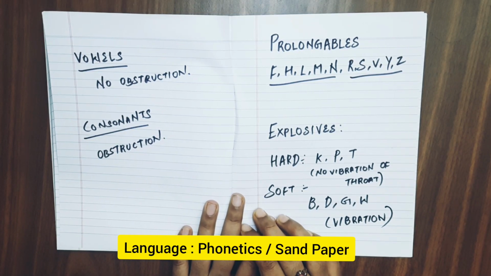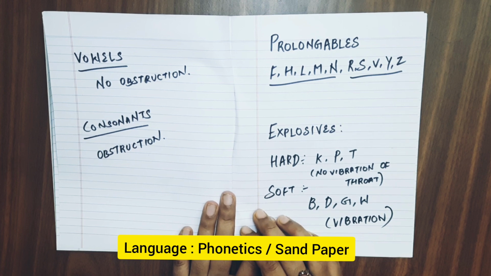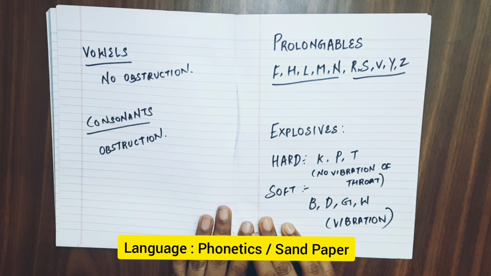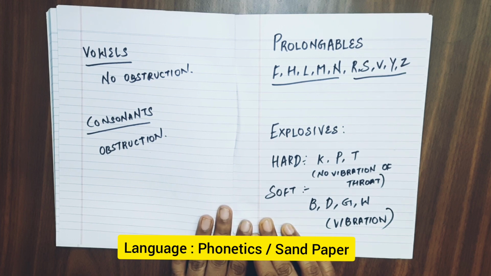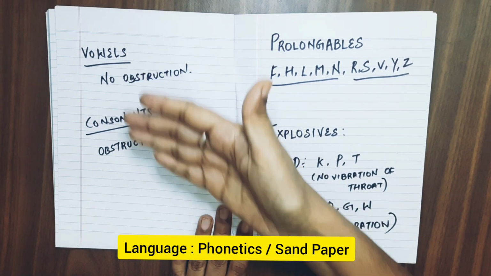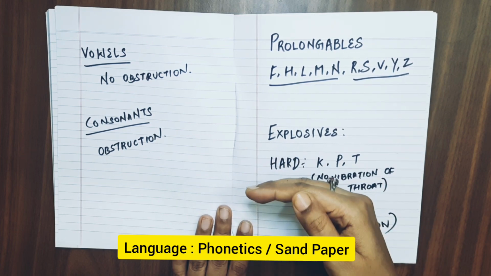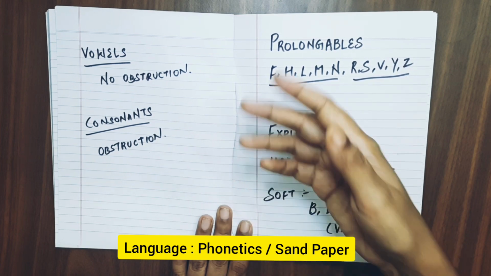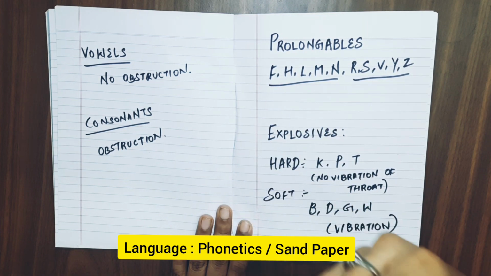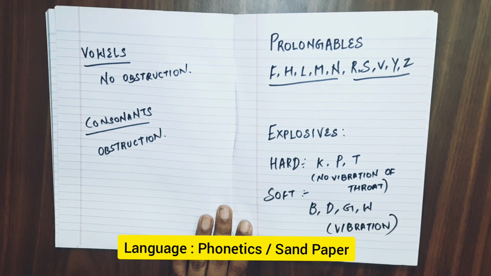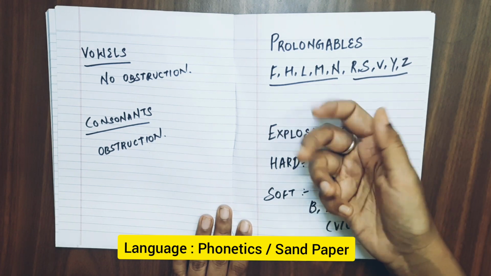Today I am going to show you part 2 of phonetics, which is nothing but sandpaper letters. Alphabets are divided into two groups, vowels and consonants. The origin of any sound is from the vocal cords, but when you pronounce a letter, see if there is any obstruction when you are pronouncing it.